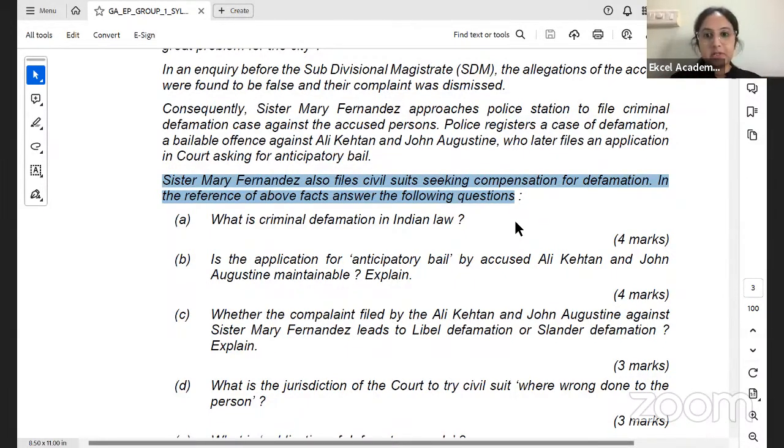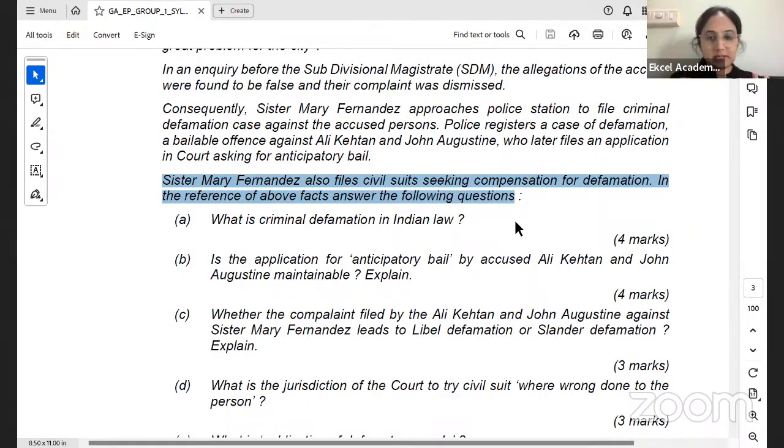The criminal case is for defamation, and action should be taken against them for that reason, and the civil case is because she needs compensation. And in the meantime, these two people have applied for anticipatory bail, but the case is a bailable offense. This is the case, or this is the story. So only 4 points, I am summarizing the whole question, only 4 points you have to remember.